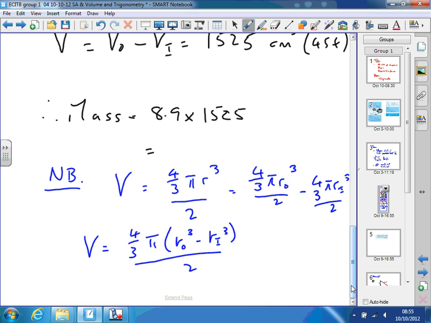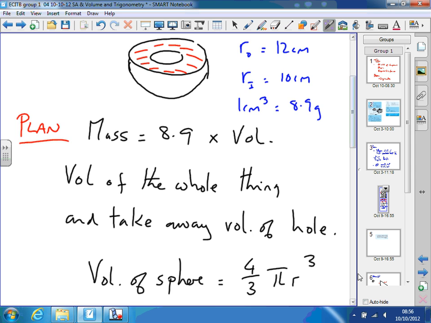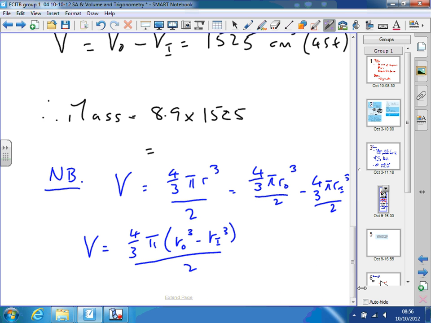So if you look at it, we've got two terms in this expression, 1, 2. We can factorize. You remember what factorizing is? Take outside a bracket what's common to both. And if you look at it, the 4/3 pi over 2 is common to both. So I can take 4/3 pi over 2 outside the bracket, leaving just the r out cubed minus the r in cubed. So mathematically, if you were comfortable with the algebra, you could get to here, and then you've got a general formula for any shape like this with different radii. You just plug the numbers in, and you've got the solution straight off.